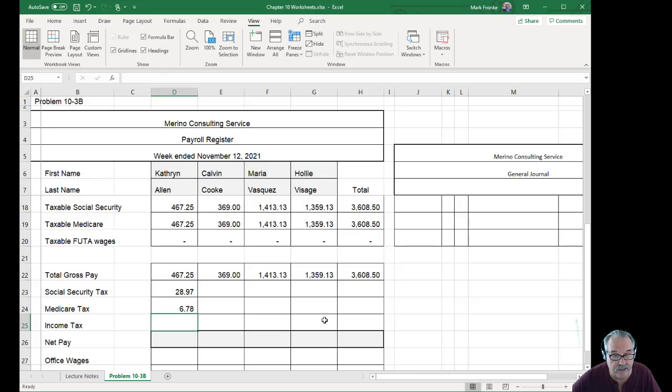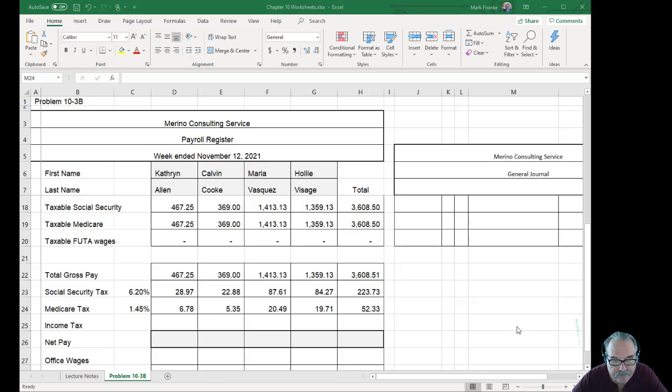These percents are in your book. That's $6.78. And so I'm going to stop the video. I want you to calculate it. Again, 6.2%. I'll put this in right here. And 1.45% for Medicare tax. Make those calculations, total it up, and I'll be right back. So pause the video.